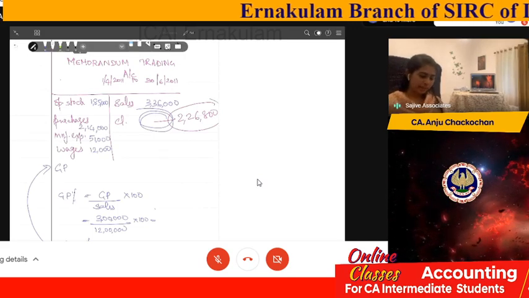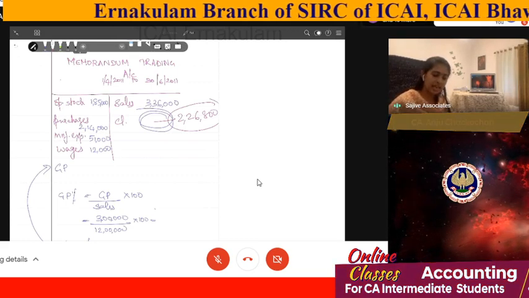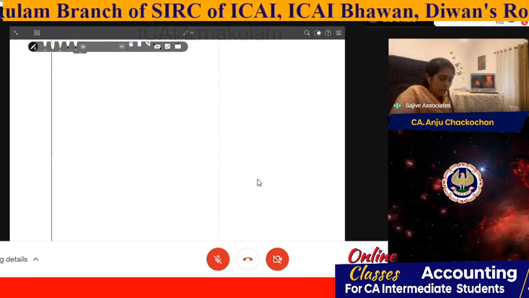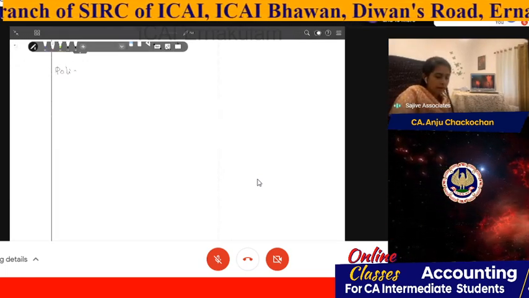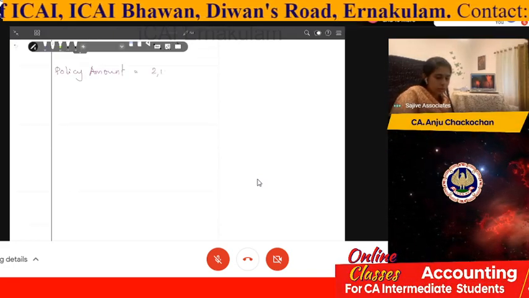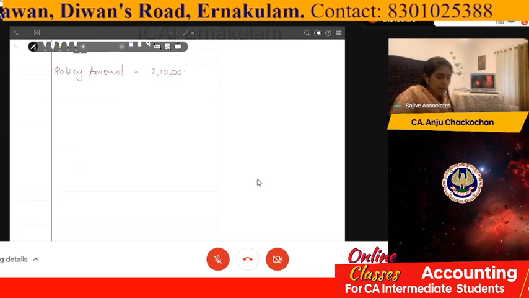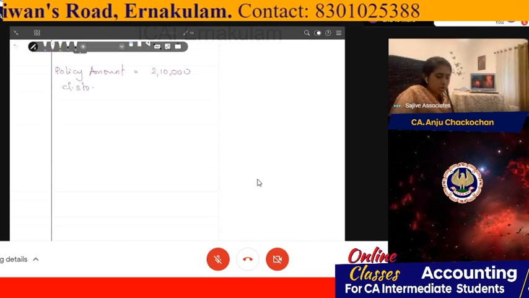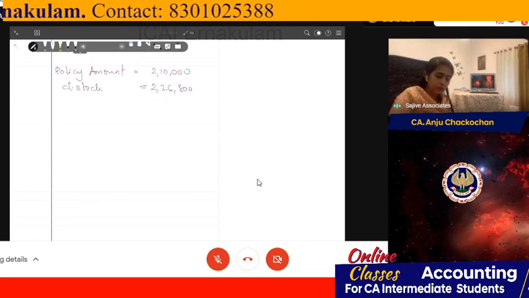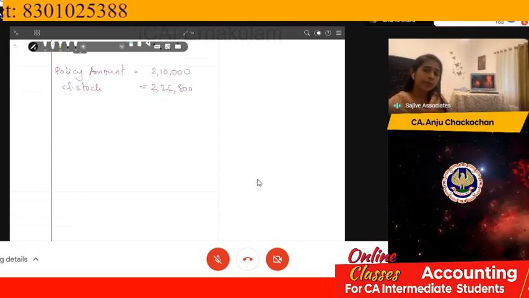All right. So let's see for the policy amount and things. The question already says that there is no average clause applicable. So let's see how it happens. Policy amount is 2,10,000. We've already marked it in the question. Policy amount is 2,10,000, whereas the closing stock is 2,26,800. The question does not specify any salvage value. So closing stock is 2,26,800. So you tell me, how much will be the claim amount?